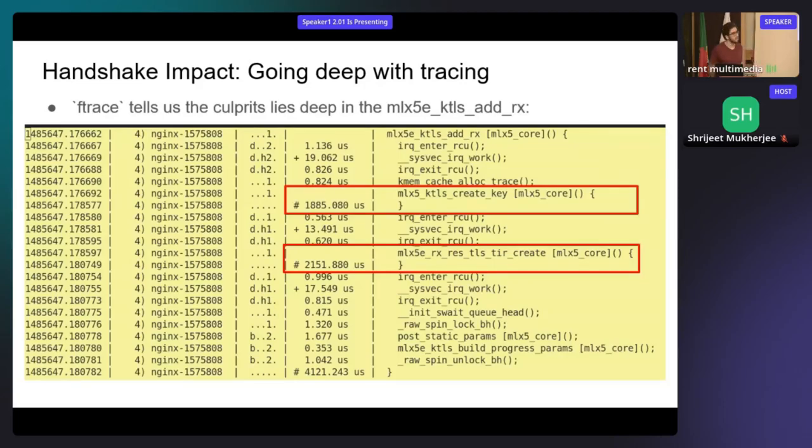Inside the driver with ftrace, we see that the culprits are two functions. The first function, which takes almost 2 milliseconds in itself, builds the TLS keys and pushes them to the firmware. And the second function, which takes about 2 milliseconds as well, prepares the driver and the NIC to handle the decryption and encryption of incoming packets.